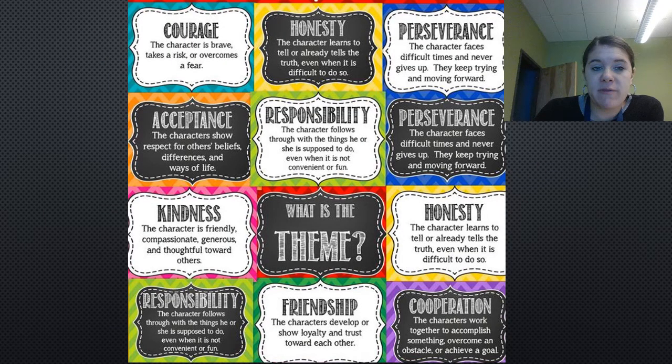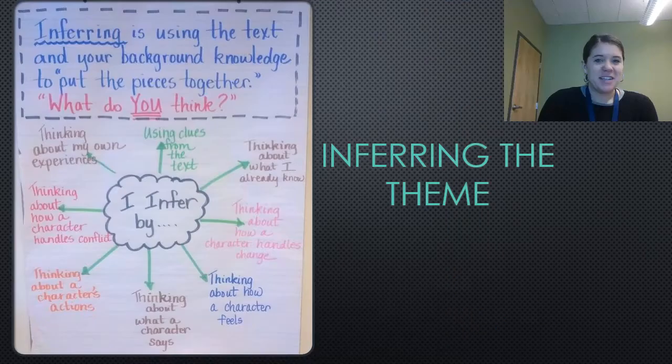Here are some more with a little bit more of a description. I would highly recommend that you guys put this in your notebook somewhere, just because this is such a great anchor chart. It kind of gives you a little bit more of a description, so you can see here that the theme is listed on top, and then a description of that theme is on the bottom. So courage, honesty, perseverance, acceptance, responsibility, all of these are really, really great examples of different themes that could be a part of literature.